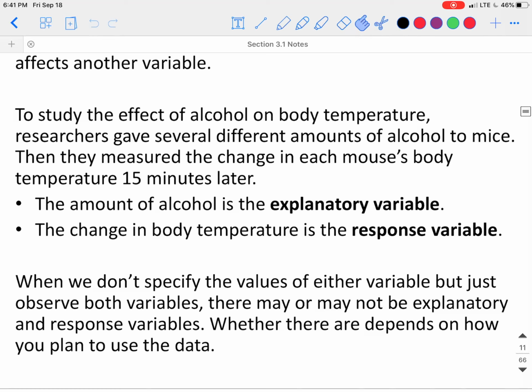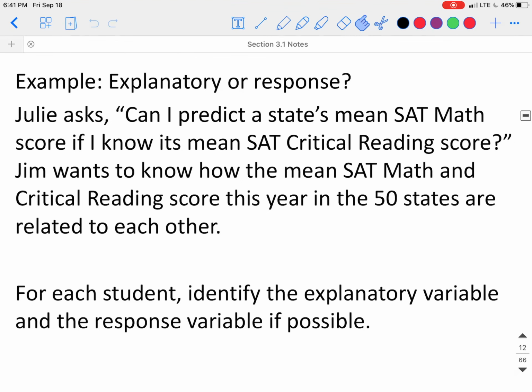When we don't specify the values of either variable, but just observe both variables, there may or may not be explanatory and response variables. Whether there are depends on how you plan to use the data. So let's look at an example.